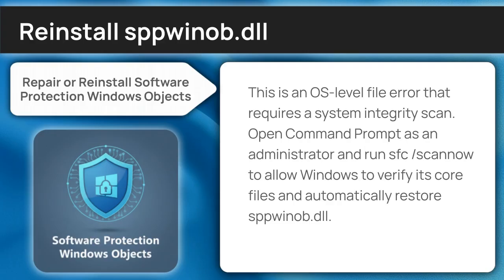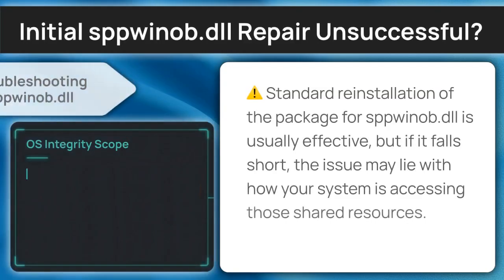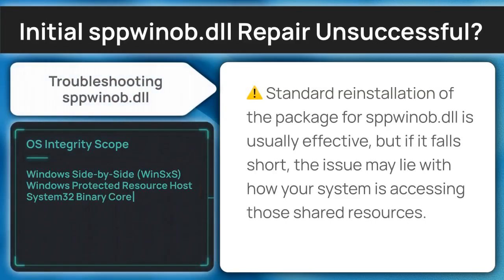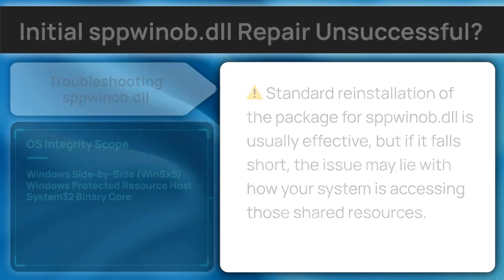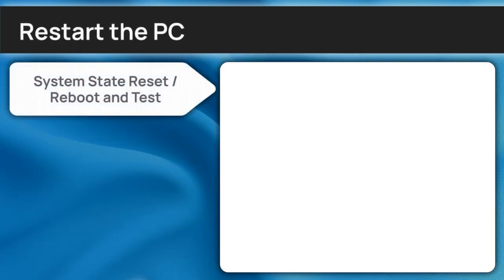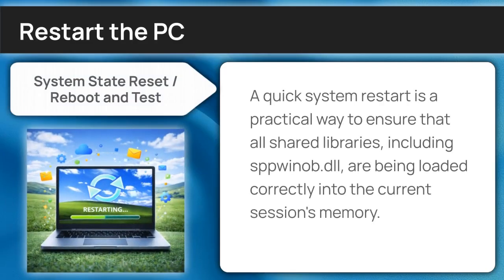restore Sppwinob Library DLL. In cases where the official installer remains ineffective, we must escalate to a manual review of your system's active runtime state. A quick system restart is a practical way to ensure that all shared libraries, including Sppwinob Library, are being loaded correctly into the current session's memory.